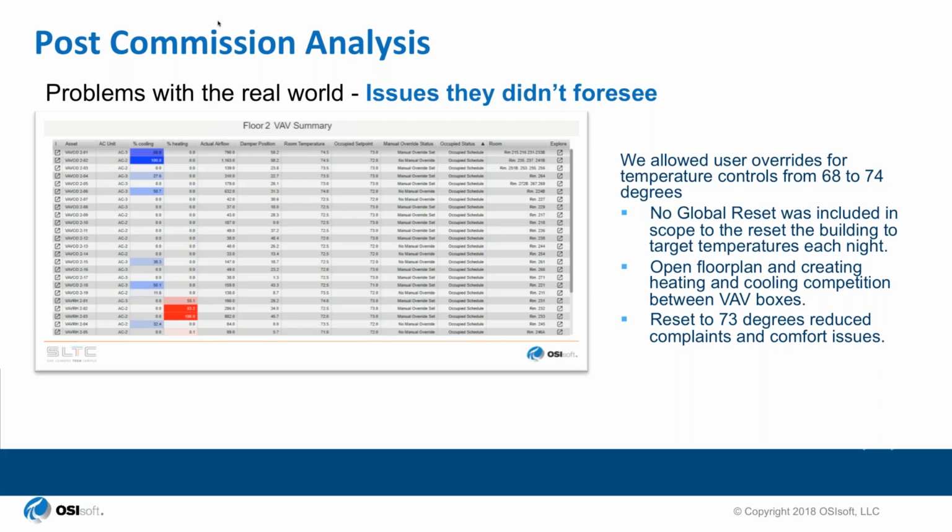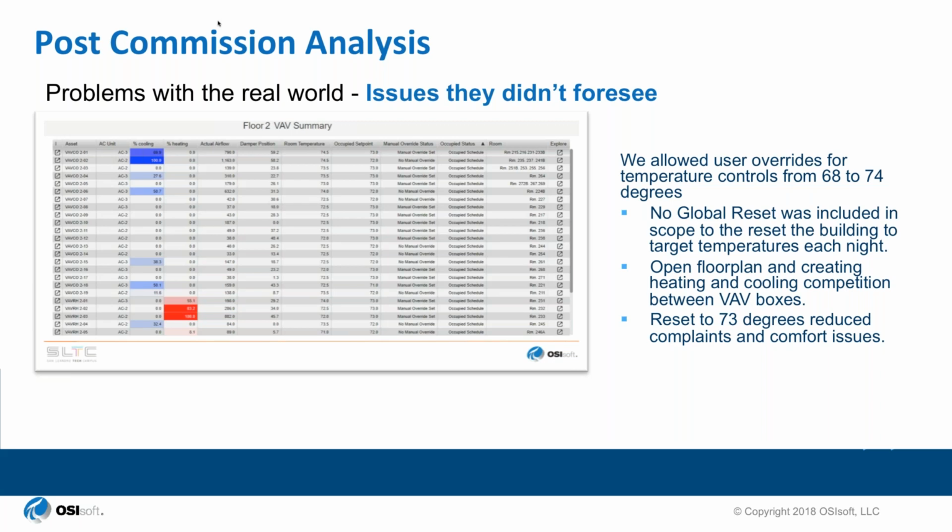One of them was when we started looking at, in our infinite wisdom of being a California company, we allowed our users to have control of their temperature settings. So from 68 to 74 degrees, users could control any thermostat in the building. And nice concept. Two problems.